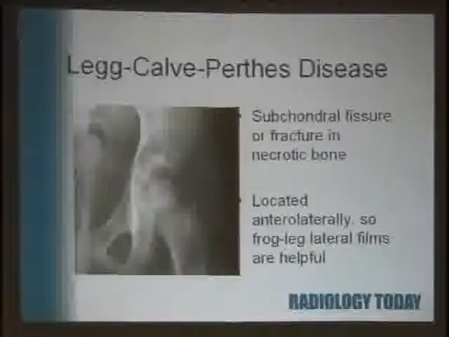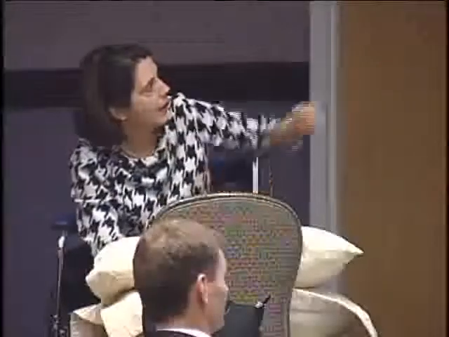Again, this is one where you want both hips at once because you need the comparison, and you need frog leg views. Now, frog leg views are where you abduct and rotate them out. So when the child's lying on the table, they look like a frog. That's because this little fissure tends to be in the anterolateral part, so when you roll it out, you're going to see it better.